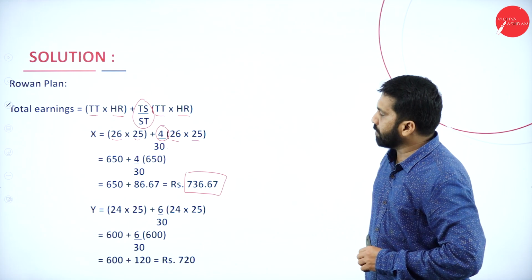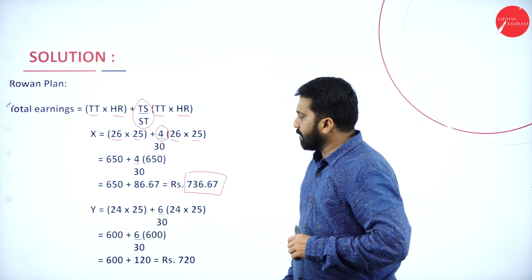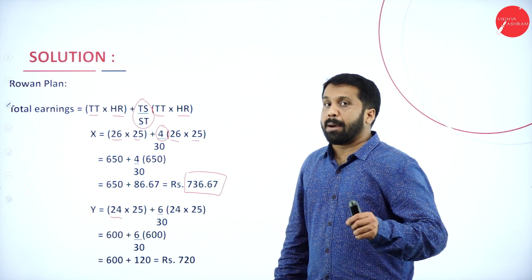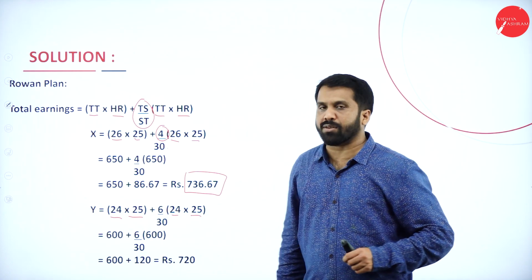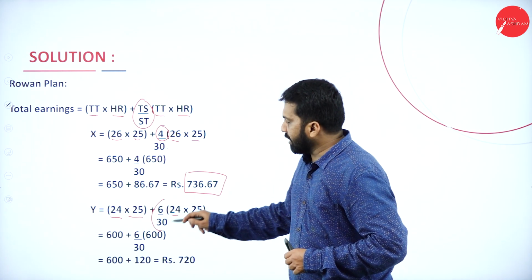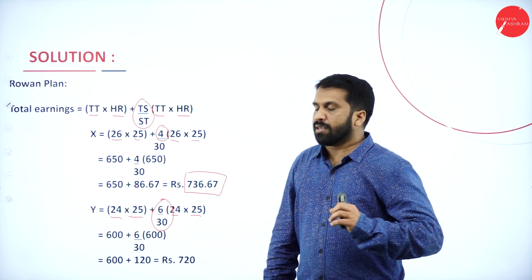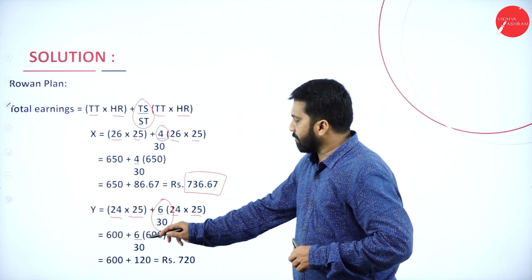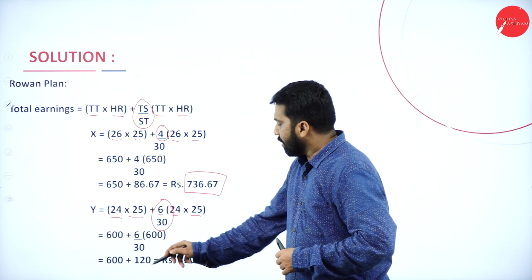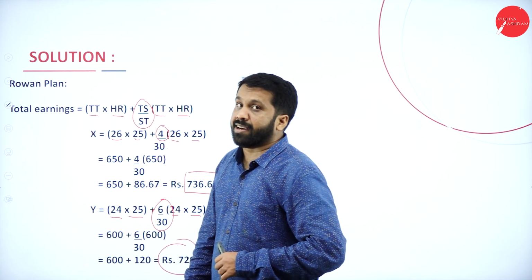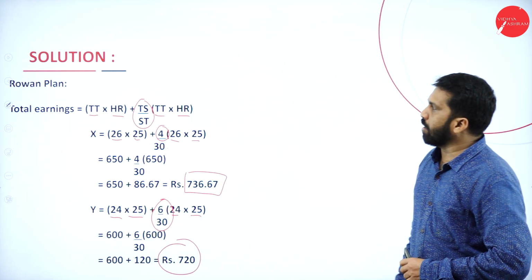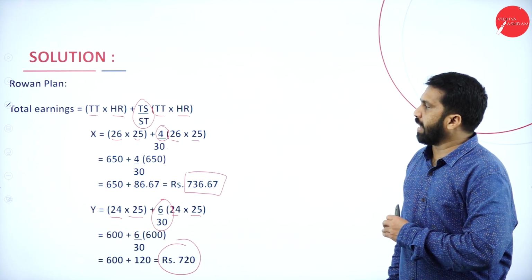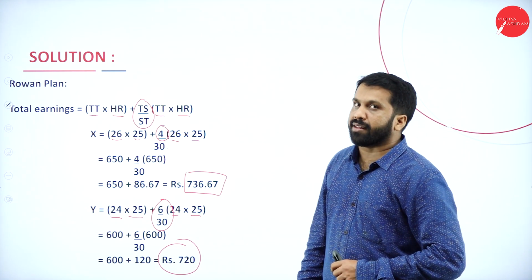Now, if you go for the second one, Y. Under Y, 24 hours he has worked. Per hour he will be paid 25. 24 multiplied with 25. So how much it is? 6 divided by 30. Now, we'll go for 6 divided by 30 into 600 plus 600. Your answer is 720. Hope you understood. Now, this is all about your row 1 plan, and we have calculated for X and we have calculated for Y. Similarly, we'll go for Z also.